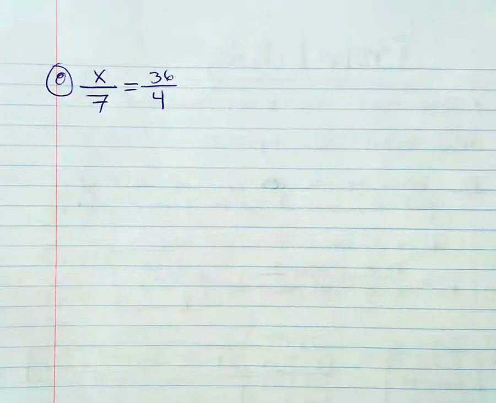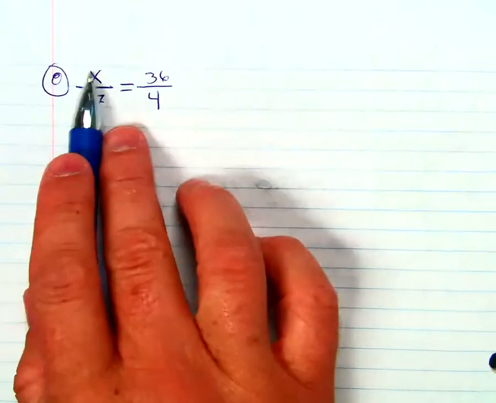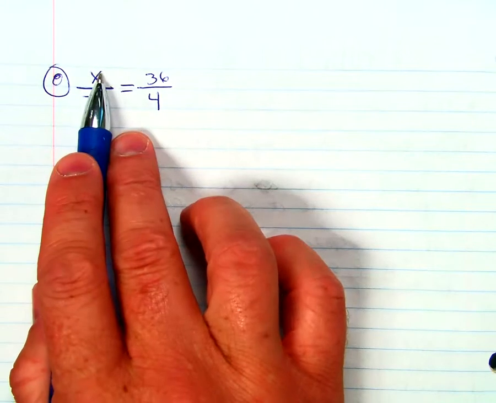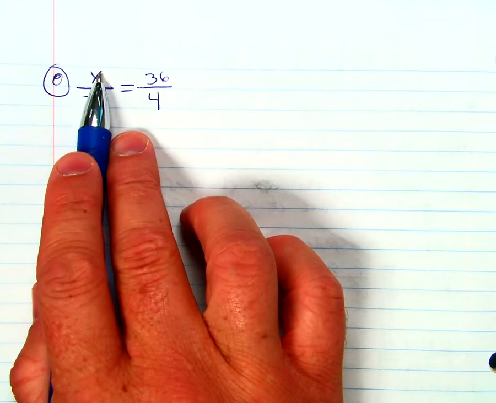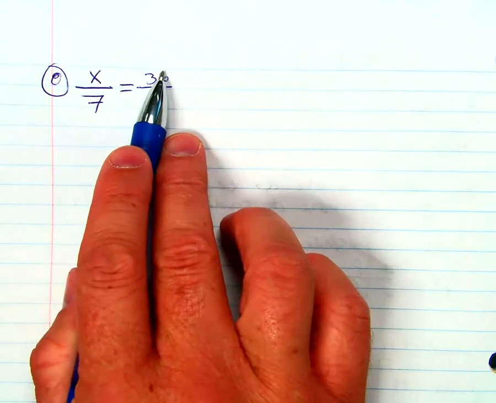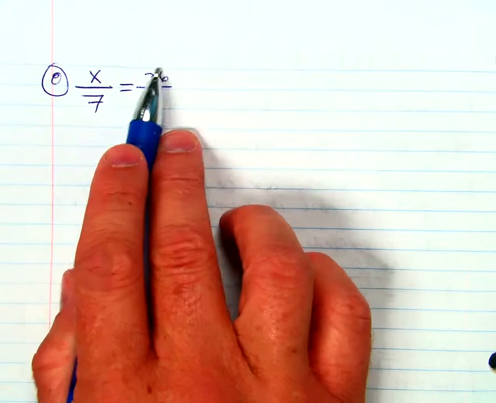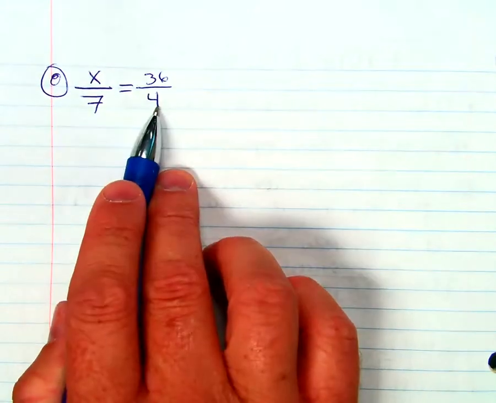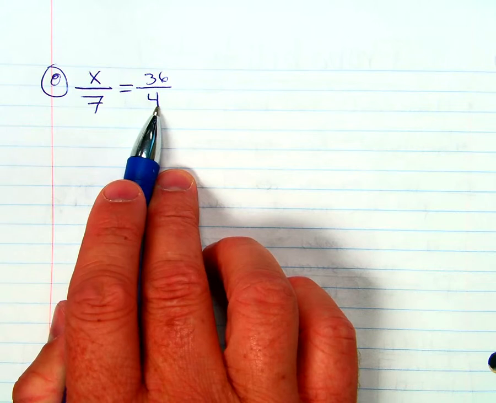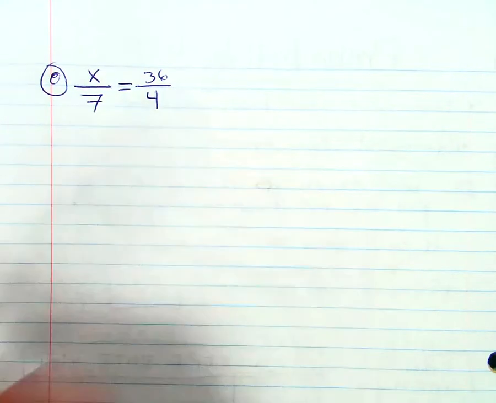It's very important that you understand why the proportion is set up like this. X came from the larger shape. 36 came from the larger shape. They're both on top. 7 and 4 came from the smaller shape. They're both on the bottom. There are a lot of different things you can do with this proportion at this point.